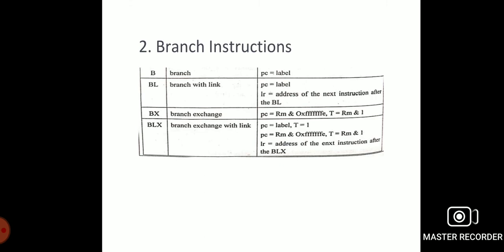BX is a branch exchange. PC is equal to RM and 0xFFFFFFFE. And BLX is a branch exchange with link. That is PC is equal to label, T is equal to 1, and PC is equal to RM and 0xFFFFFFFE.